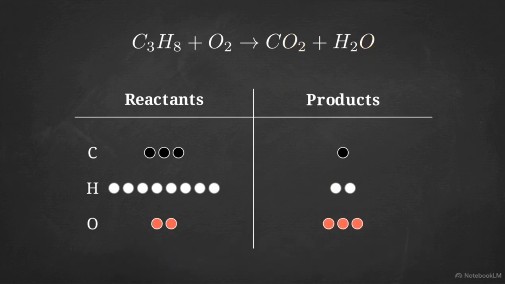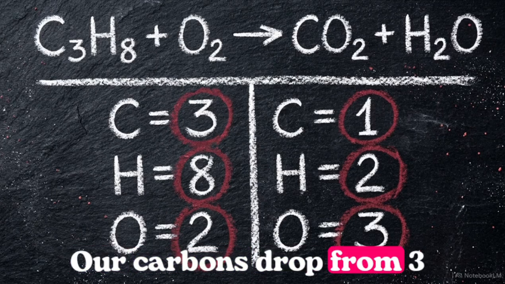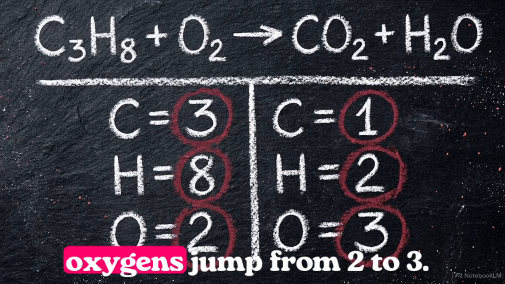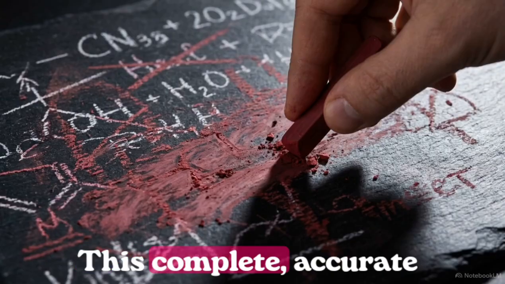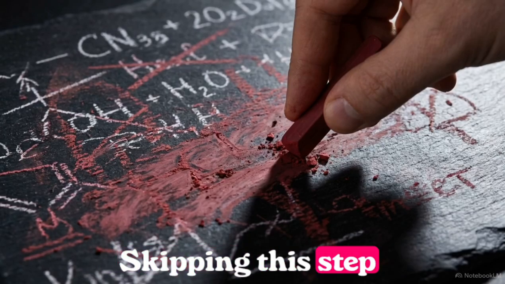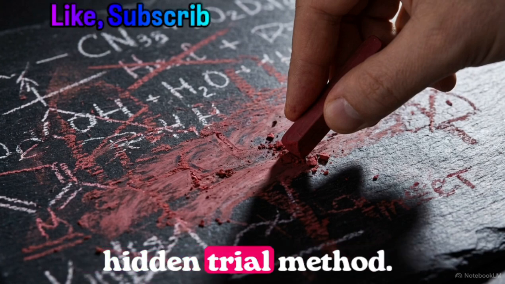different products. Comparing the 2 columns makes the problem obvious. Our carbons drop from 3 to 1, our hydrogens drop from 8 to 2, and our oxygens jump from 2 to 3. This complete, accurate starting inventory is non-negotiable. Skipping this step usually leads to compounding mathematical errors when we apply the hit and trial method.